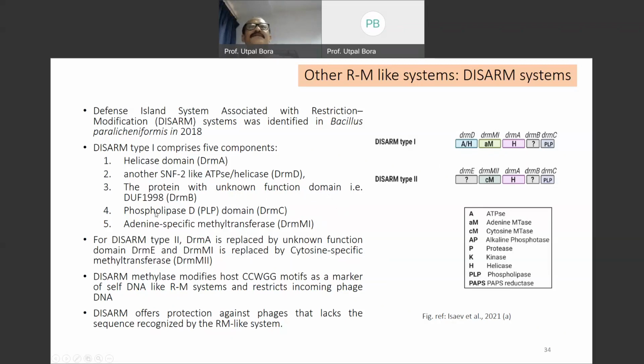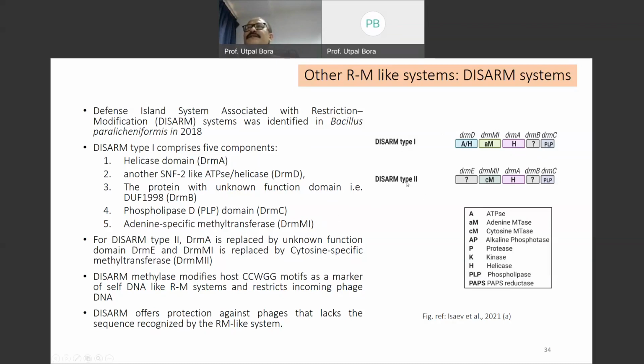Then the fourth component is the phospholipase D, PLD. This is DrmC. Then the adenine-specific methyltransferase, DrmMI. So this is the composition of the type 1 DISARM system.